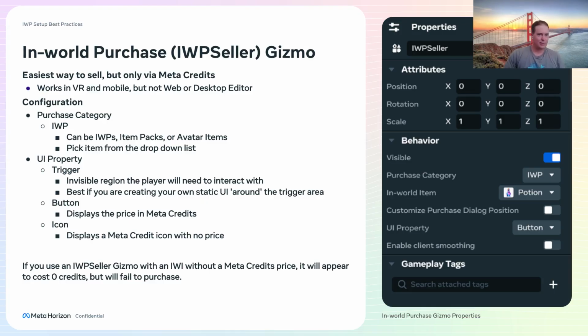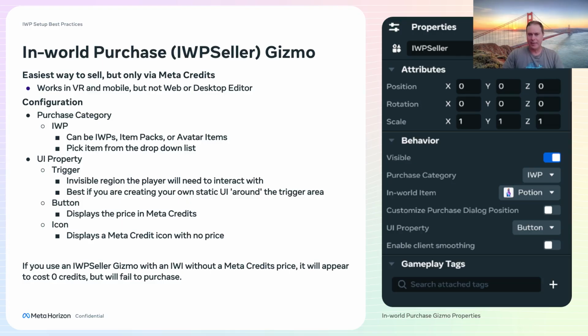Also, it only works in VR and mobile, but not in the web and not in the desktop editor. You just get a dialog that says you can't buy things on those platforms. So the first thing you select is purchase category. This may or may not be visible to people. I think that some people see this IWP thing, but you definitely want to select the IWP purchase category.